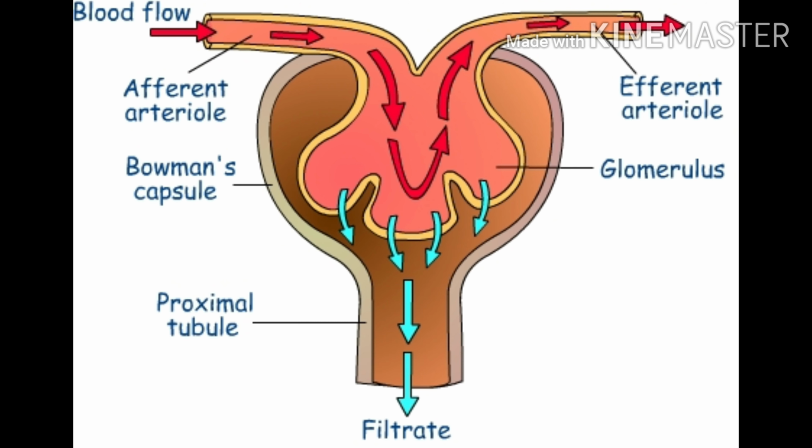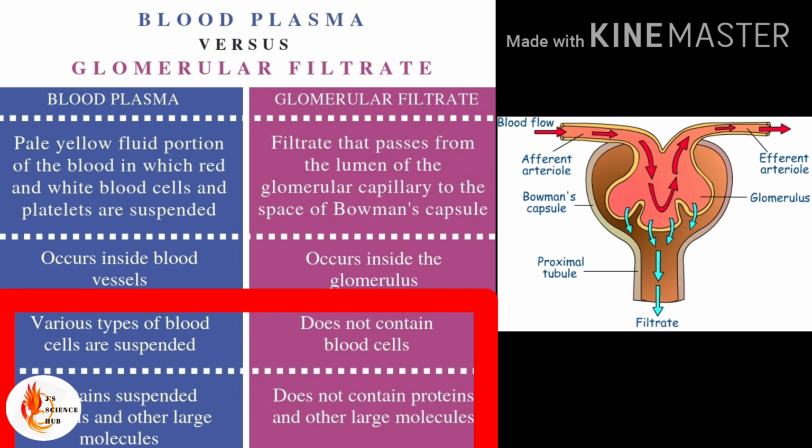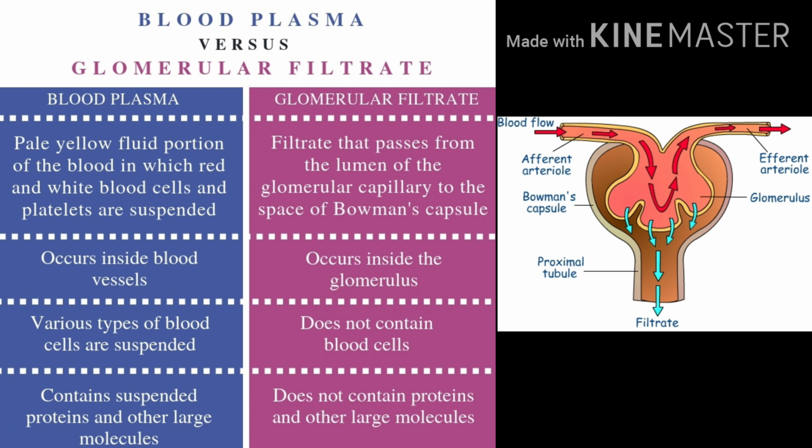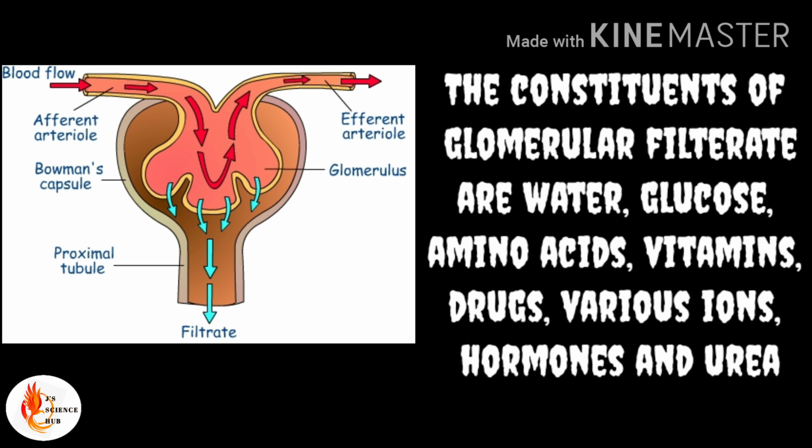So what is the difference between the blood and glomerular filtrate? Large molecules like plasma proteins and blood cells are not filtered into the glomerular filtrate. These are the only substances which are lacking in the glomerular filtrate and which differentiate it from the blood. So what are the constituents of glomerular filtrate? Glomerular filtrate contains water, glucose, amino acids, vitamins, drugs, various ions, hormones and urea.